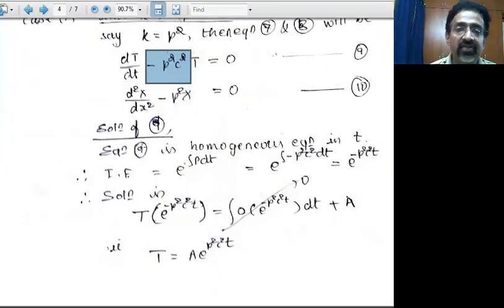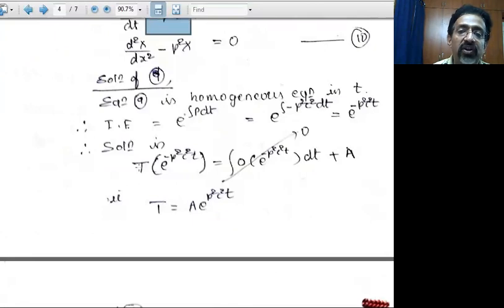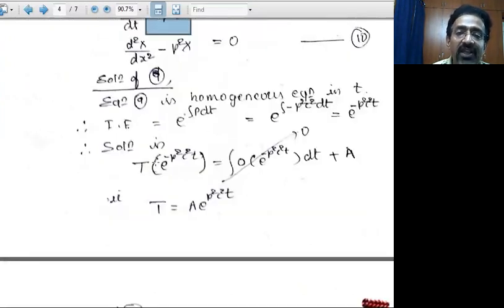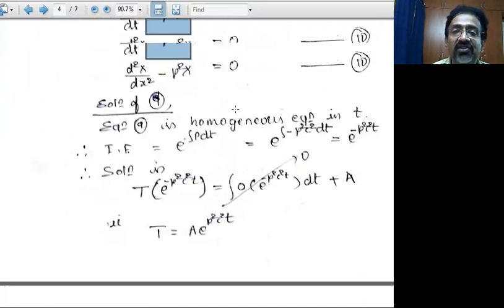So here I consider the solution of 9. The integrating factor is e power integral P dx. P is minus p squared c squared. So e raised to integral of minus p squared c squared dt, that is nothing but e raised to minus p squared c squared, which is a constant, times t. Therefore, what is the solution? T into the integrating factor, because here the dependent variable is capital T and the independent variable is small t. So capital T times the integrating factor is equal to the integration of the right hand side of this equation.